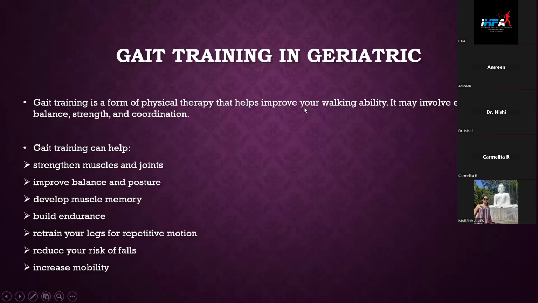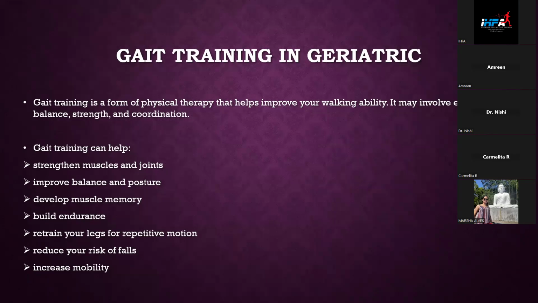So, gait training is a form of physical therapy that helps to improve your walking ability, and it involves a lot of things together. Whenever a person wants to walk, first of all, it needs lower limb strength. Second, it needs lower limb balance or body balance. Third, it needs coordination between upper limb and lower limb. Fourth, it needs good stability. Fifth, it needs good sensation. Okay. If any of these things are impaired or absent, the gait will be affected.